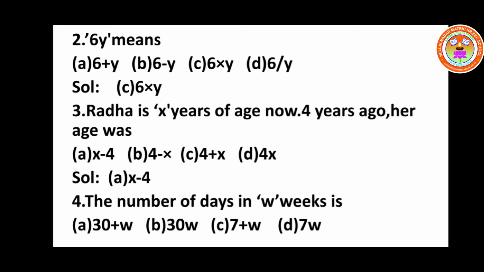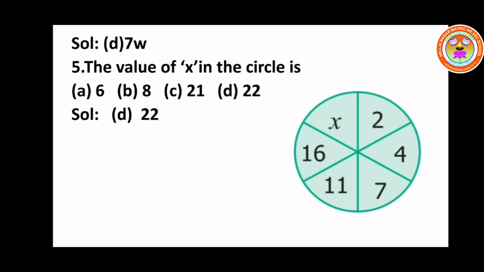Now fourth problem. The number of days in W week is option A 30 plus W, option B 30W, option C 7 plus W, and option D 7W. So the number of days in a week. How many days in a week children? Yes, very good. You have 7 days in a week. So the 7 days it is given. So the answer is option D, 7W is your answer.